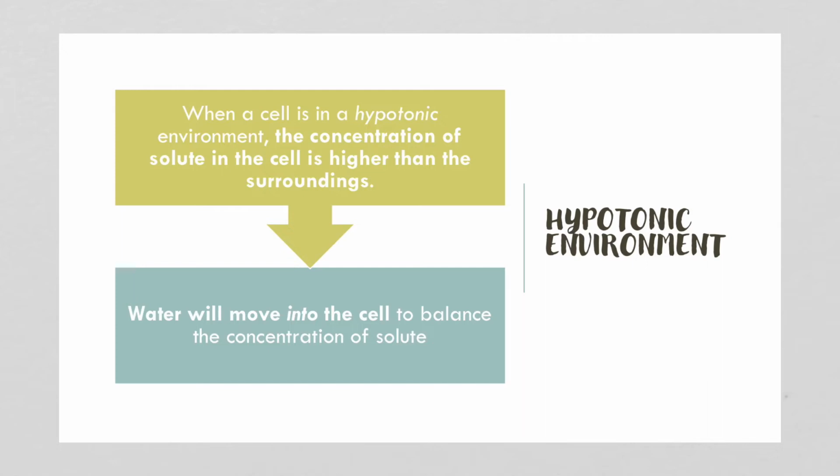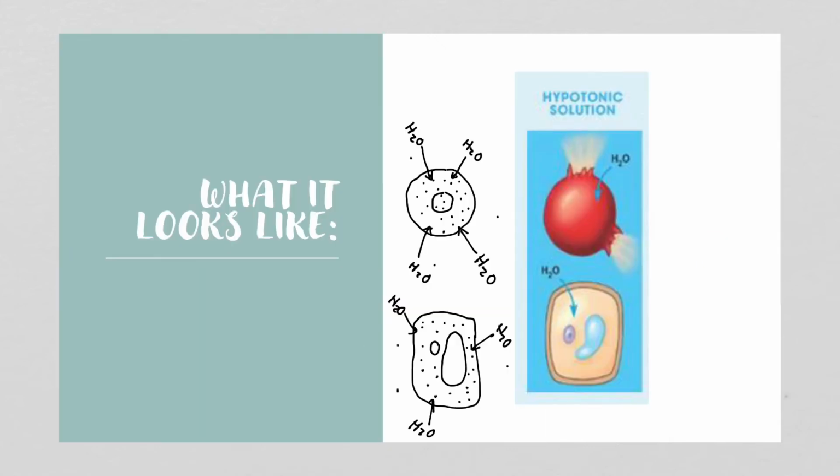So what that means is the concentration of the solute in the cell is higher than the surroundings. So there's more, we're talking about sugar or salt, there's more sugar in the cell than in the surroundings. So water will move into the cell to balance out the concentration of the solute. This is what it looks like.